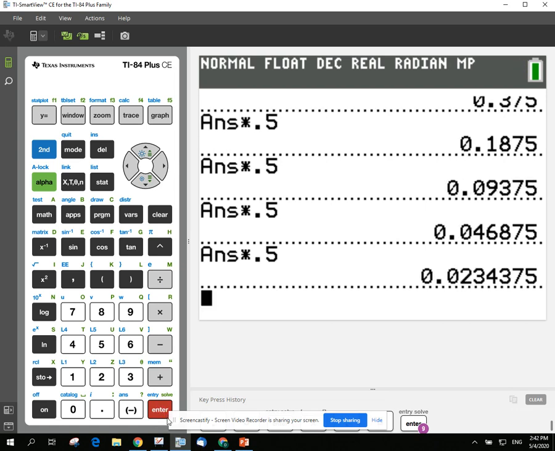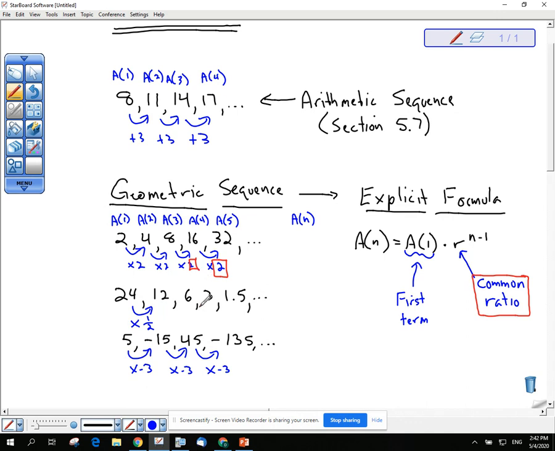And I'd have to keep track. If I were to calculate it this way, I'd have to keep track. Okay, that's the fourth one, fifth, sixth, seventh, eighth. How many times am I pushing the enter button? Okay, this is calculating a geometric sequence recursively. There is a better way, though. Better than recursive is explicit, and this is the one that I put in notes today.